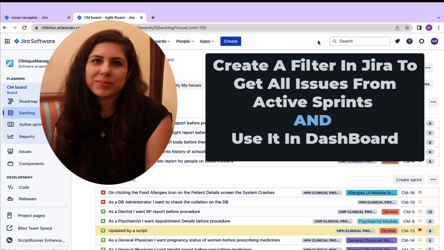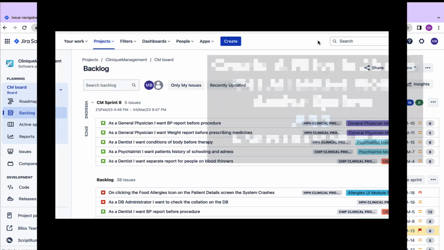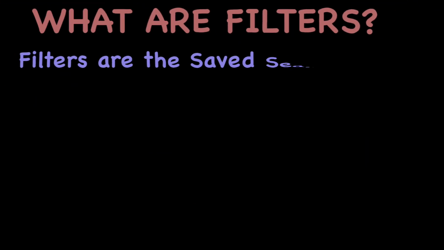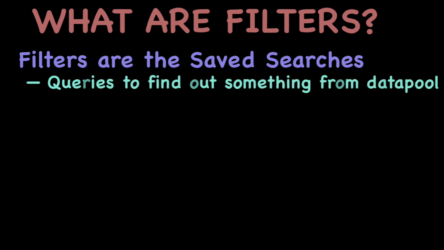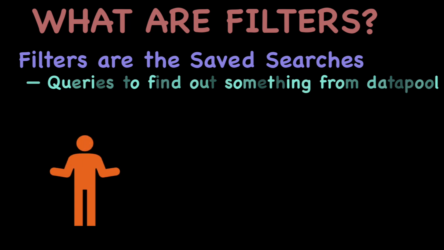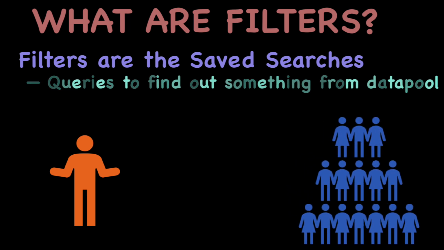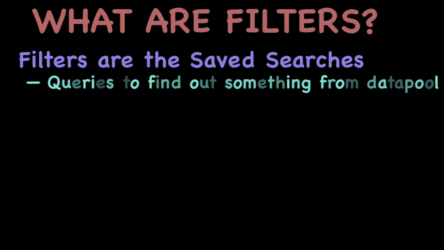But before that, in brief, let's see what filters exactly are. Filters are nothing but saved searches. To be really precise, they are the queries saved for certain searches, so that the person who creates that filter benefits from it, and other people who want to see the same search result are also able to use it. Filters are used widely in Jira.